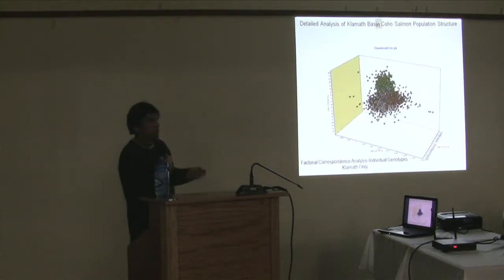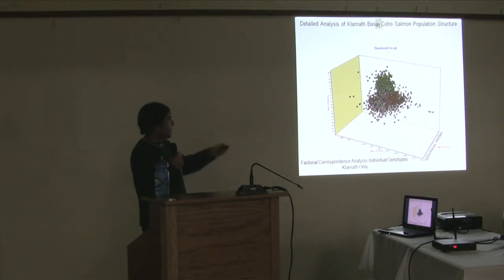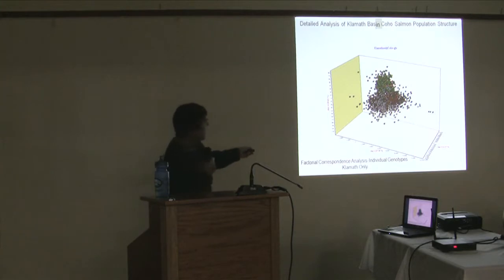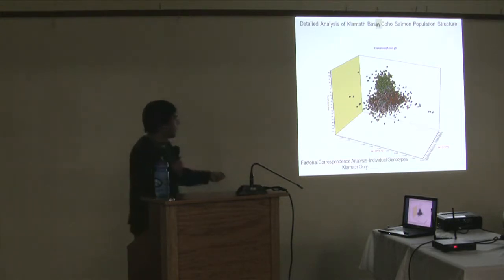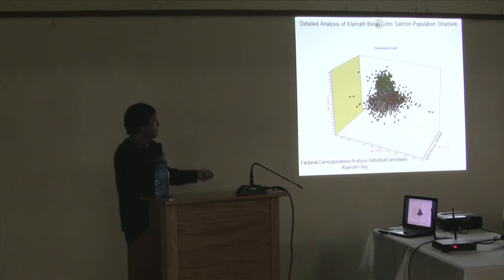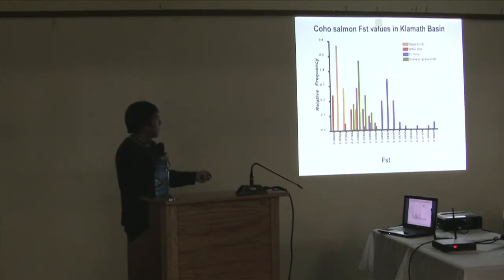So remember how I showed the three-dimensional representation of all the individual genotypes from across California? Well, this is what you see when you look at the Klamath alone. Just a big muck of stuff. And in fact, what you see up here, those two, the blue and the green, which you may be able to distinguish from all these other dots, are the Trinity River populations. And this is everything from the Klamath right here, a big ball of undifferentiated genotypes.